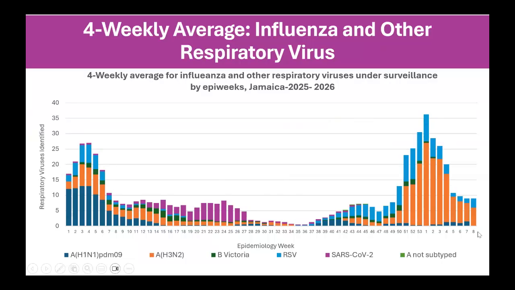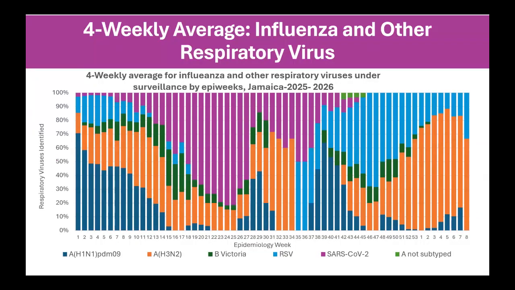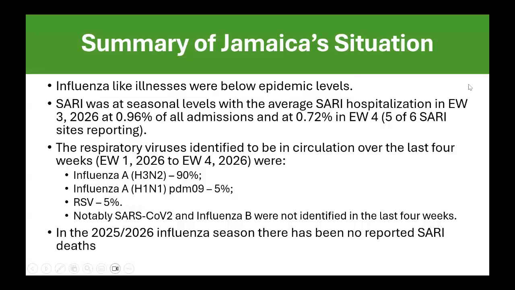We are coming down now, but influenza A, H3N2 is there. So when we look at the percentage, you're seeing SARS-CoV-2 is predominant with some amount of RSV. So that's important. We are below epidemic level, and while we were more than last year, we are not in an outbreak.